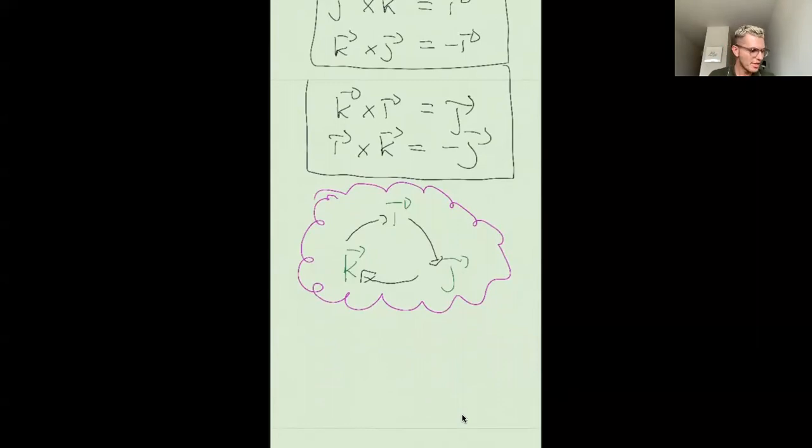Okay. And then what else should I tell you? Here are some other properties. What's the cross product of a vector with itself? That one is more interesting. So what would the cross product of a vector with itself be?